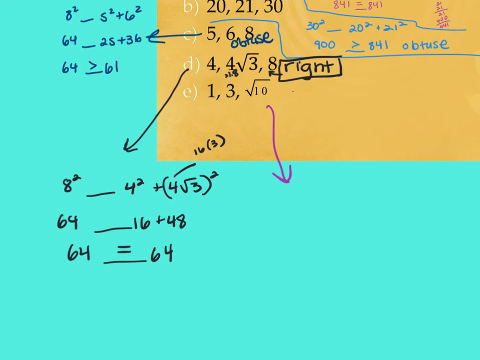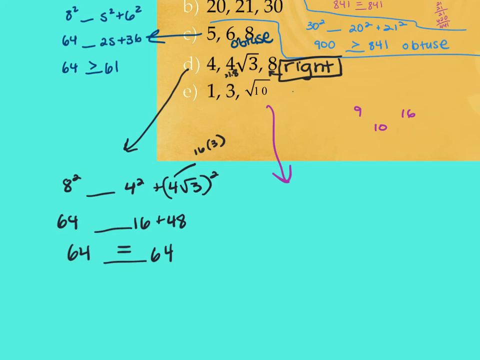And the last one, 1 plus 3. What would root 10 be in between? What perfect squares is 10 in between? 9 and 16. A little bigger than 9, which means this is approximately like a 3.1-ish. So is 1 plus 3 bigger than 3.1? Yes, 4 would be bigger than 3.1.